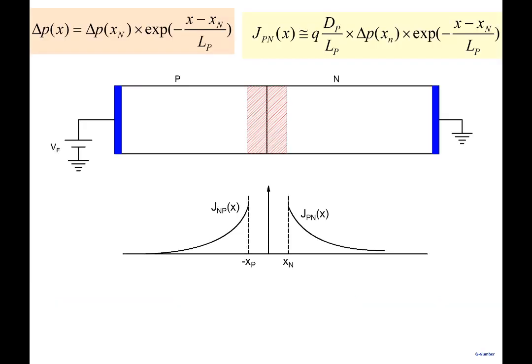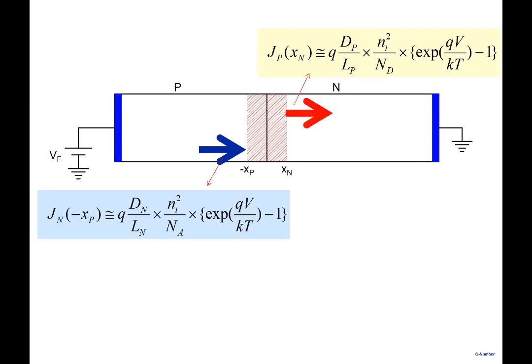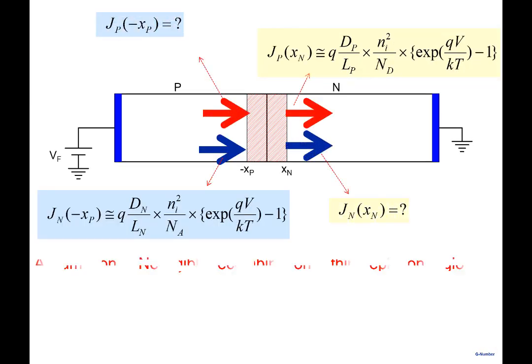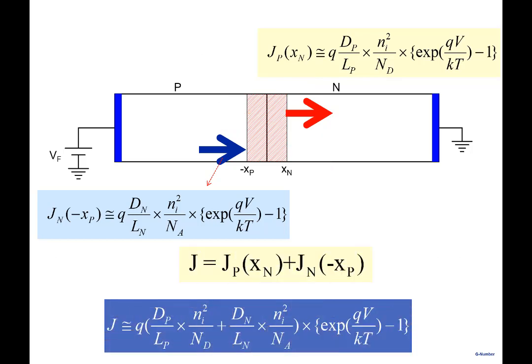So finally, I'm just skipping it. Finally, what we get is we have done all of this here. These are, you can see the notes later on. We've done all of this part here, right? So finally, we can write down each one of those. We had written q Dp by Lp delta p(xn), right? So we write this here.